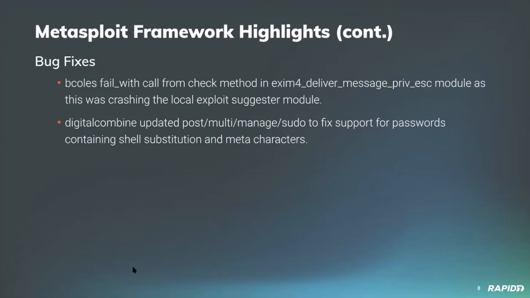And for bug fixes, community member Bcalls added a fail_with call from the check method inside an XIN module, which was actually causing the local exploit suggester to break. So now it fixes that. And community member Digital Combine updated the post multi managed sudo fix to support passwords containing shell substitution and meta characters. So a bit of an edge case, but I'm sure it impacts a lot of people.